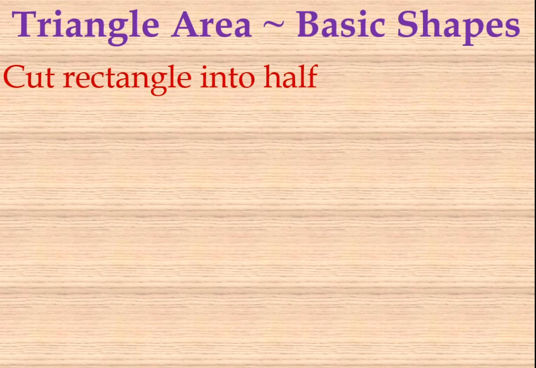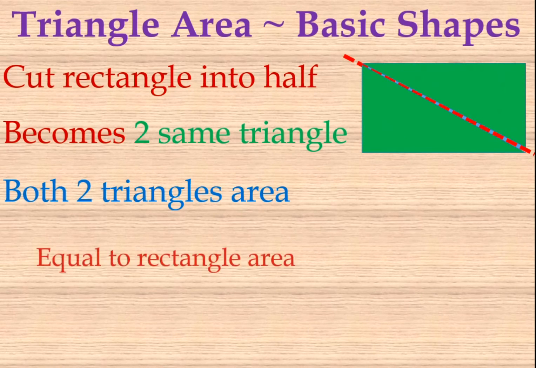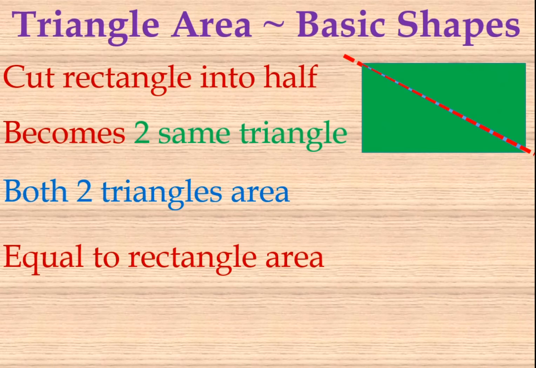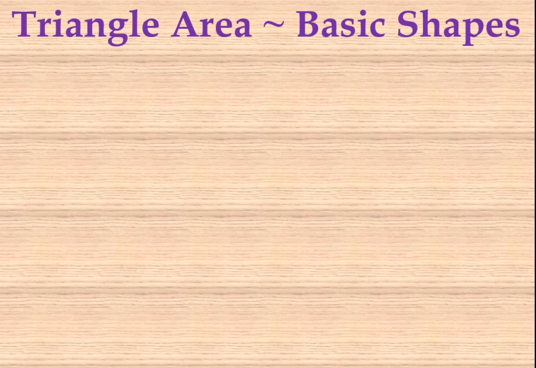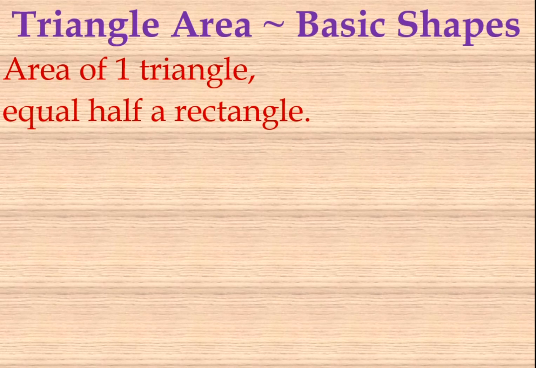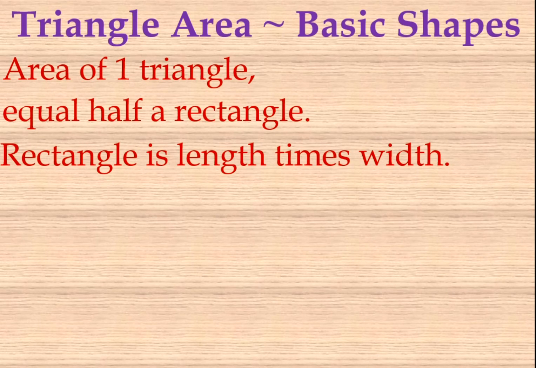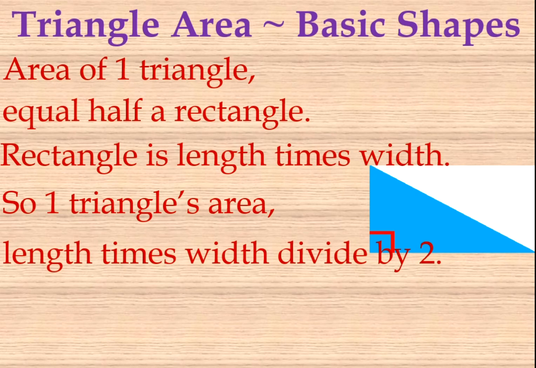Cut a rectangle into half. It becomes 2 same triangles. Both 2 triangles' area equal the rectangle area. These are 2 right angle triangles. The area of one triangle equals half a rectangle. Rectangle is length times width. So one triangle's area is length times width divided by 2.